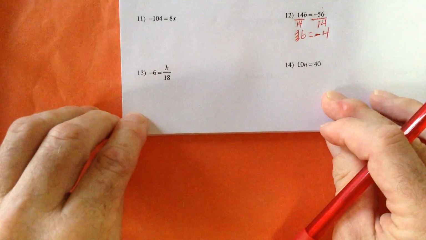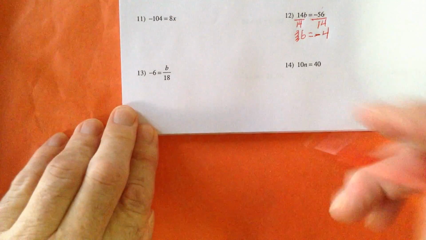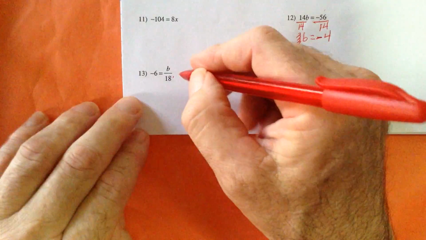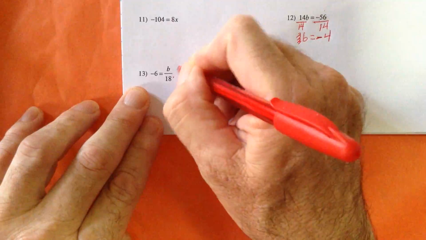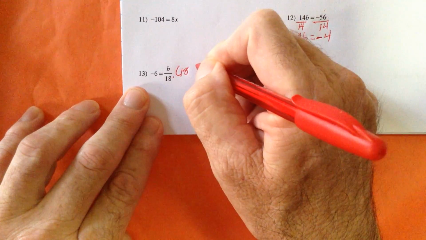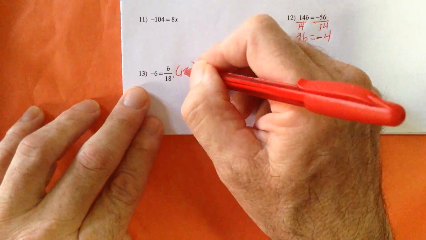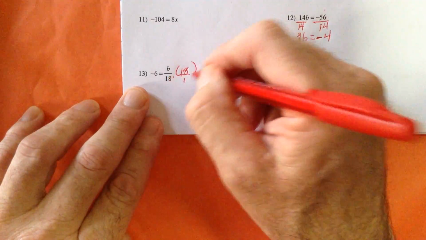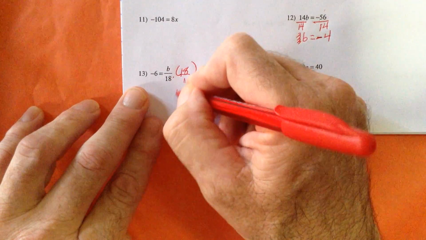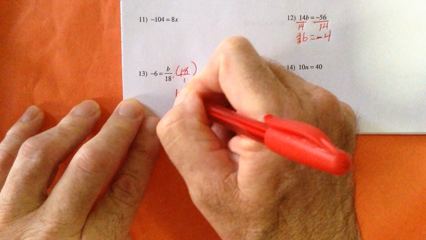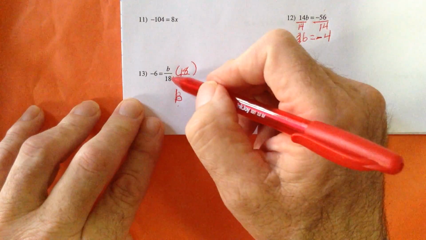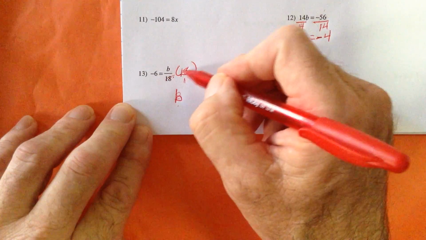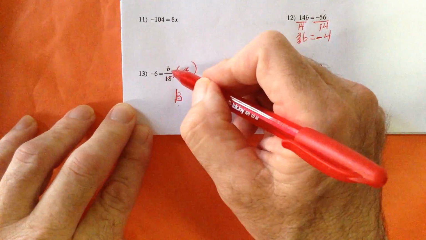Well, what about 13? You can see here I got b divided by some number. So the opposite of dividing is multiplying. So if I go times 18 on this side, which is 18 over 1, that'll give me 18 divided by 18, that'll be 1. It'll be b over 1, which is just b. So the opposite of dividing by 18 would be multiplying by 18. So these will cancel each other out and just leave the b.